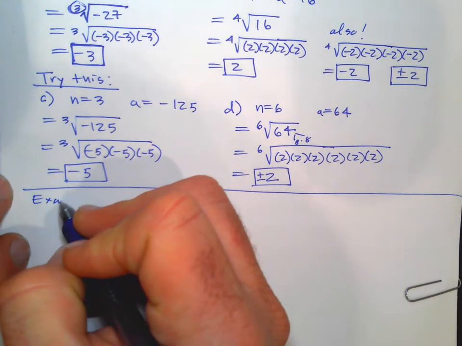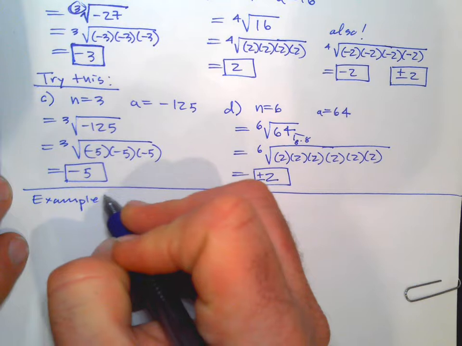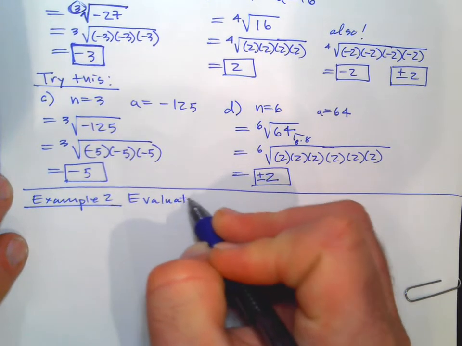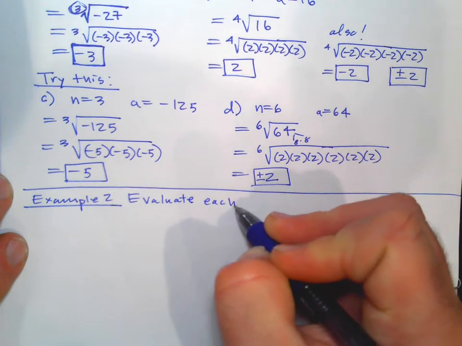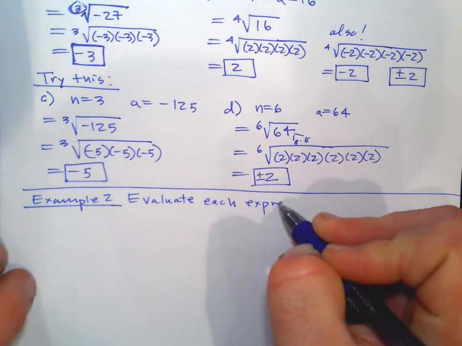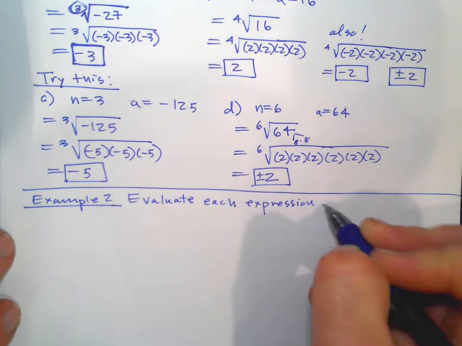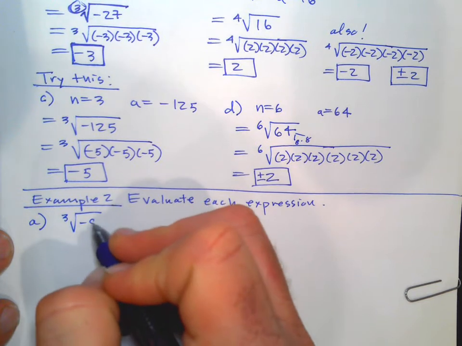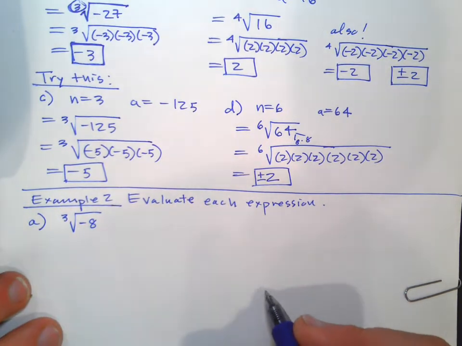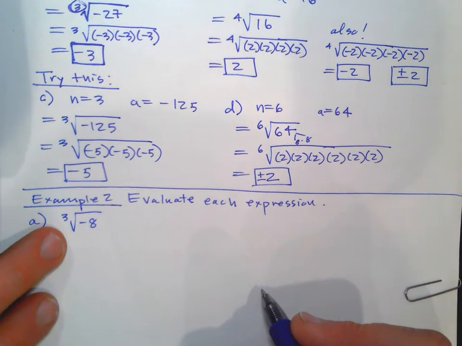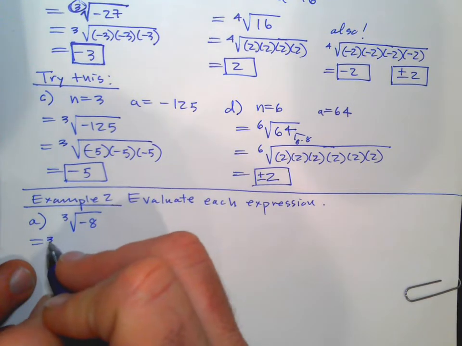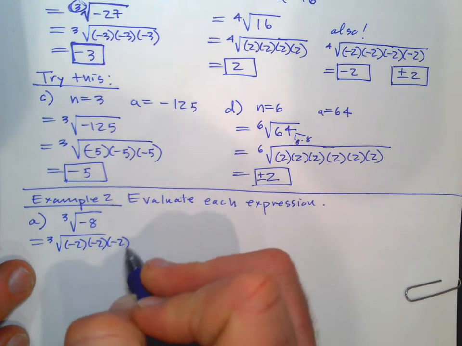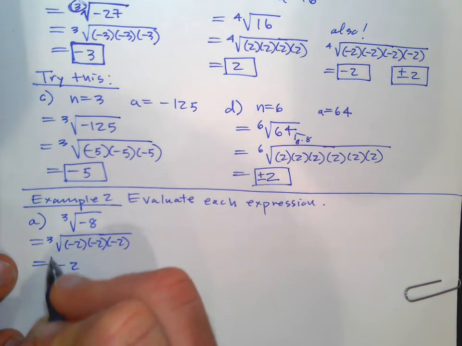So here's example 2. Directions will be: evaluate each expression. So we're going to be doing the same kind of stuff, but the problems are going to be already written with a radical. Okay? So A, cube root of negative 8, we're doing the same work. Negative 2 times negative 2 times negative 2 is what will give you negative 8, right? So the answer is going to be negative 2.